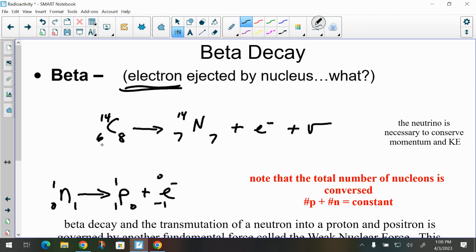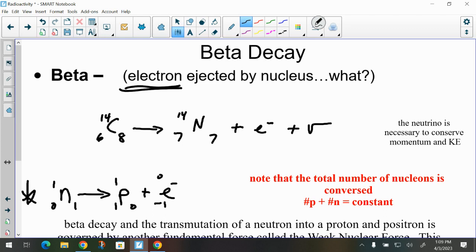This is the isotope of carbon. It has 6 protons, 8 neutrons, and 14 total mass. Carbon is going to give up an electron, but the electron is not coming from the outer levels. Like you've been taught in chemistry, we have electrons orbiting around the nucleus up in the clouds. It turns out the electron actually comes from the nucleus. Huh? Well, let's go down here.